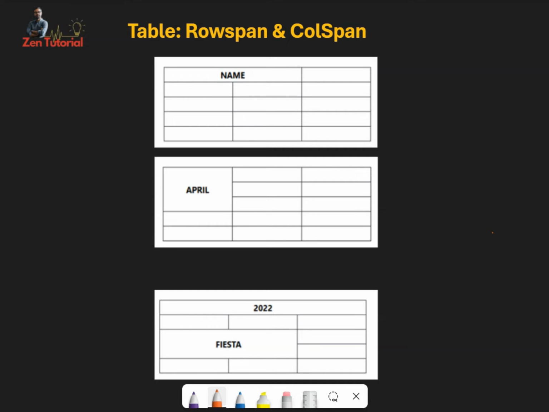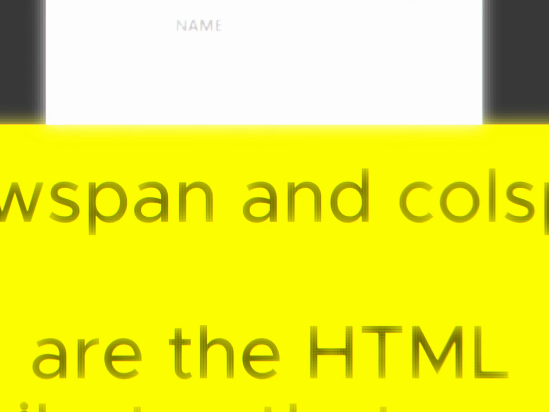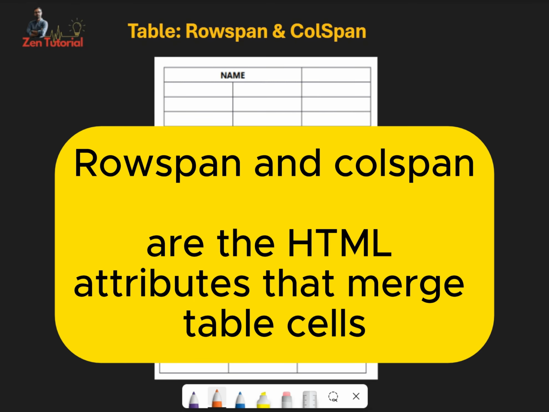Welcome to today's class. Today we are going to cover a very important topic, rowspan and colspan in tables in HTML. They are very important attributes for merging cells in a table. Indeed, rowspan and colspan are HTML attributes that merge table cells.